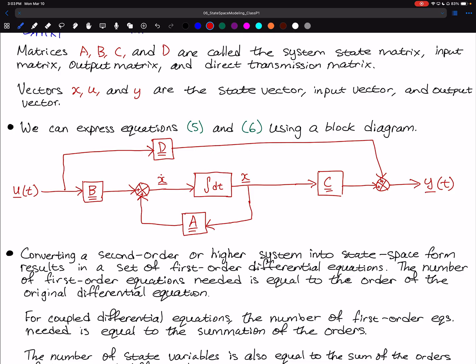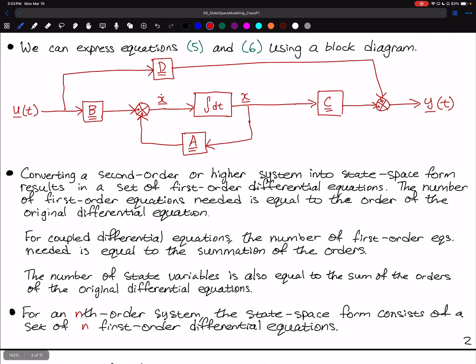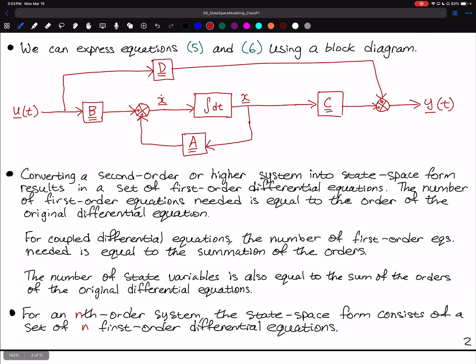Okay, some comments on state space. So we're generally going to be looking at second order or higher order differential equations. We're going to convert those into first order. That's going to give us our set of first order differential equations. That is the state space form. The number of first order equations needed is equal to the order of the original differential equation. And so if you have a second order, you're going to need 2 equations. If you have a third order, you're going to need 3 equations.